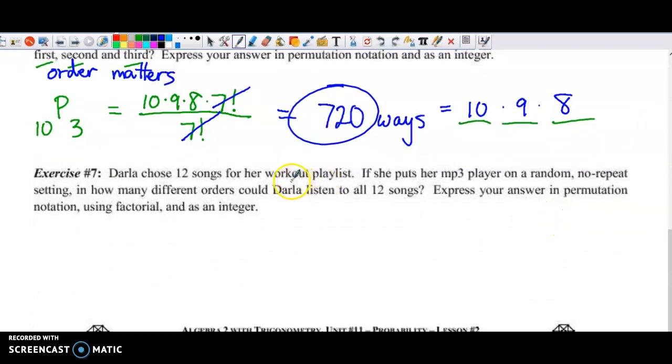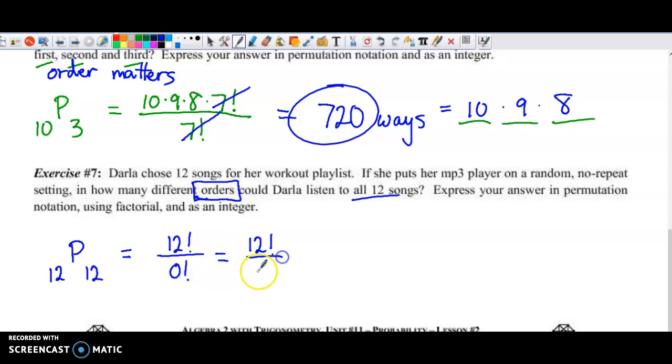And then here's another one, and the key here as to why it's a permutation is the different orders that Darla can put 12 songs in a playlist and listen to all 12 songs. So if you're going to do permutation notation, it would be 12P12. And in other words, it's going to be 12 factorial over 0 factorial, which remember that's just going to be 12 factorial over 1.